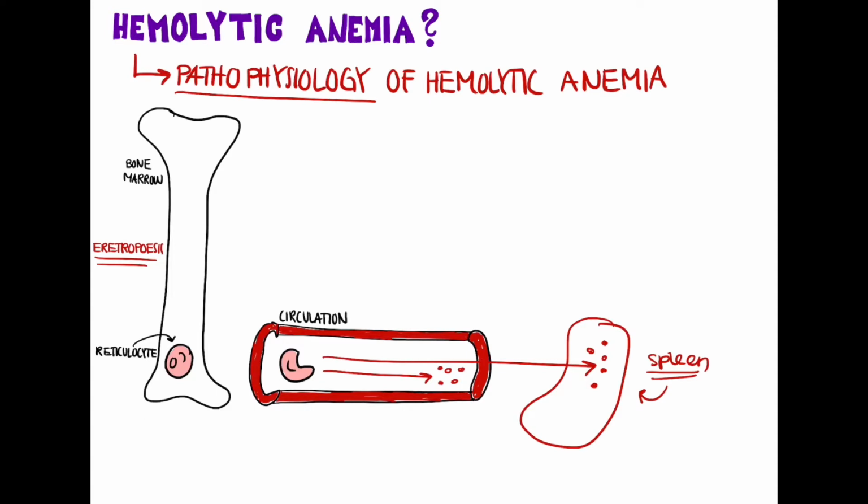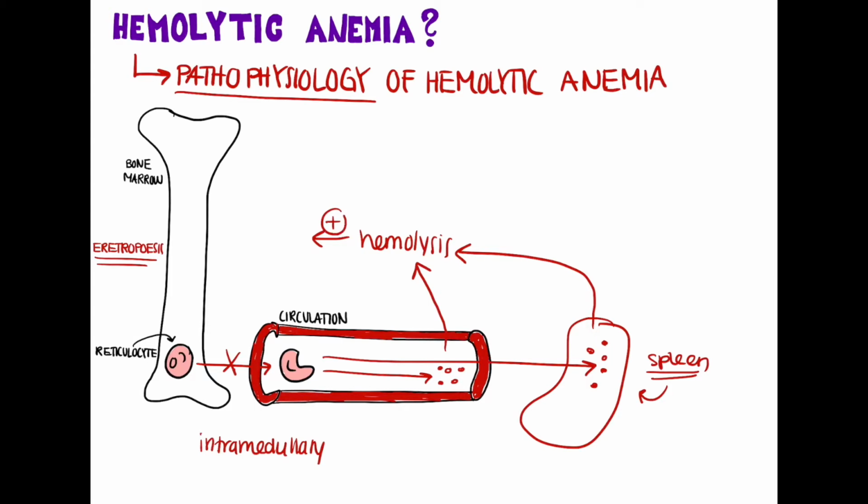Hemolysis may also be intramedullary, when fragile red blood cell precursors are destroyed in the bone marrow prior to release into the circulation. As a compensatory mechanism, hemolysis will stimulate the kidneys to produce EPO, which then stimulates erythropoiesis, which is the formation of red blood cells in bone marrow.